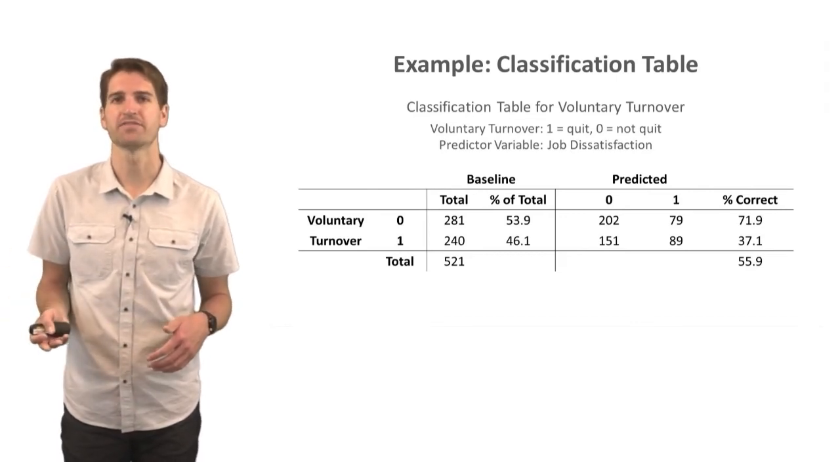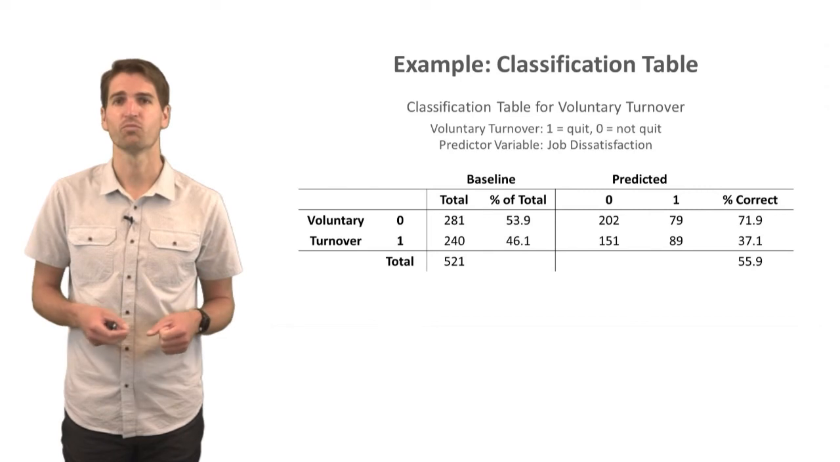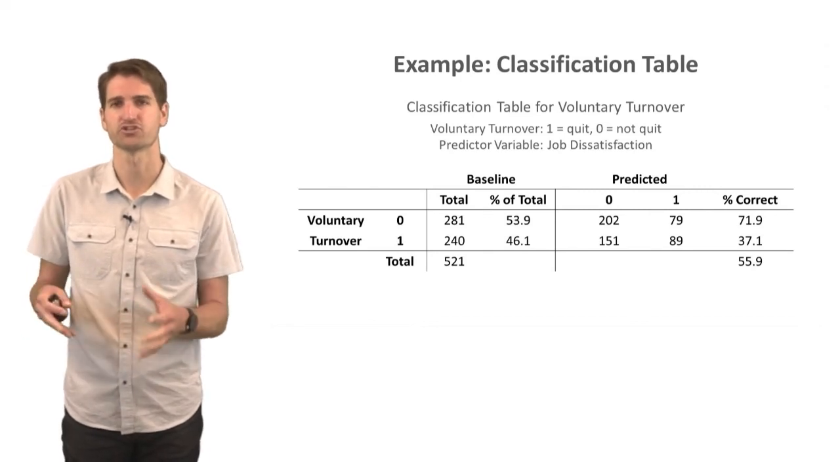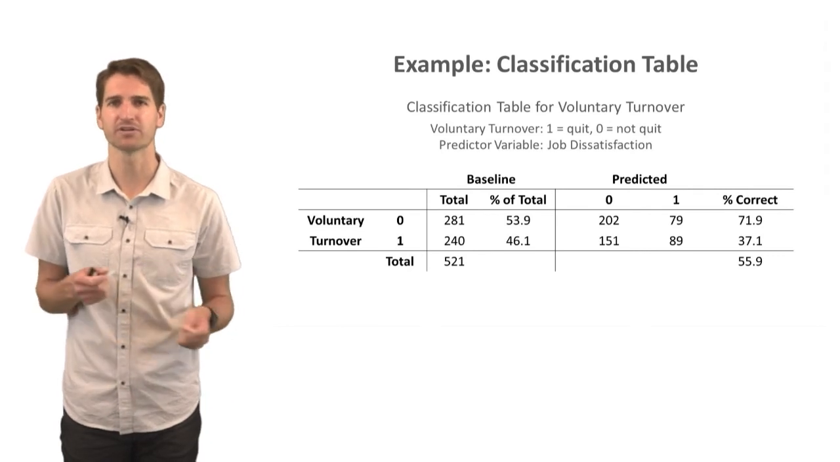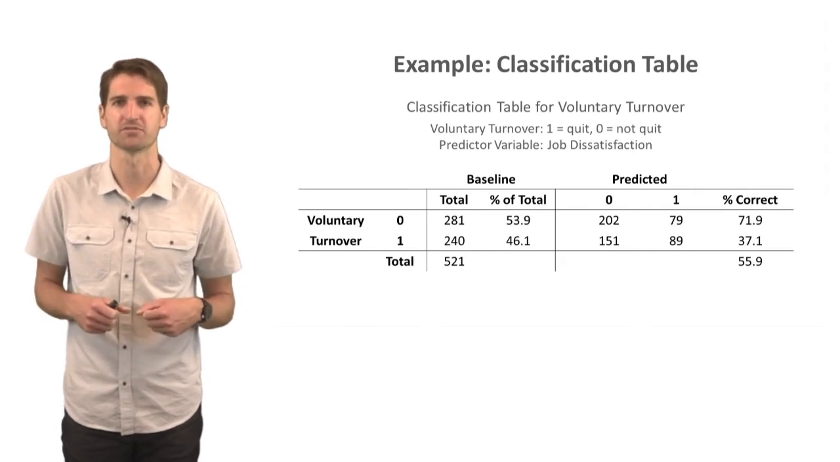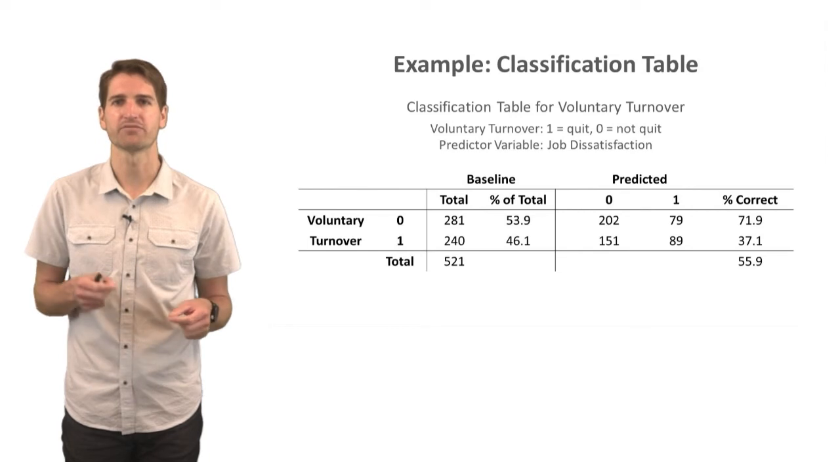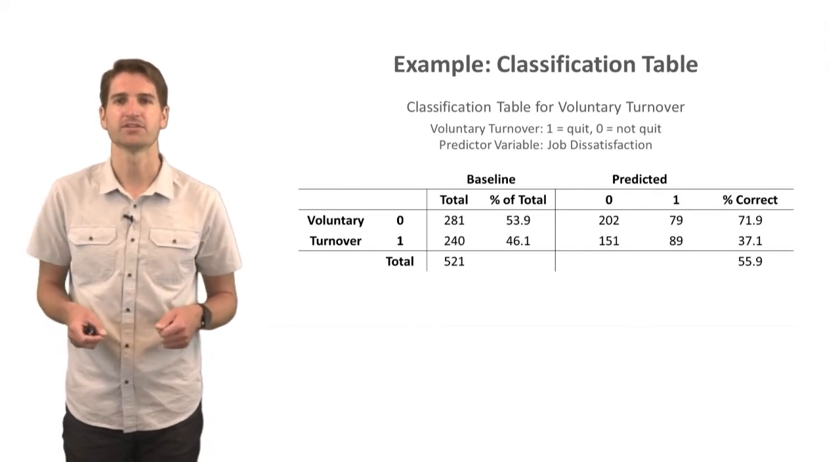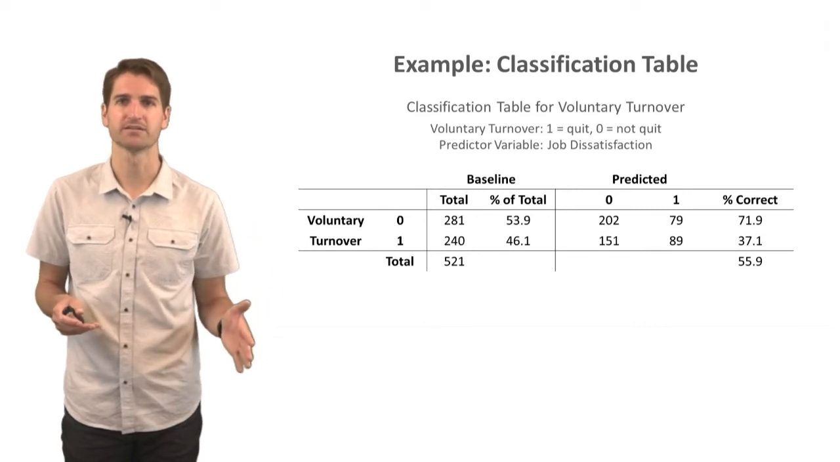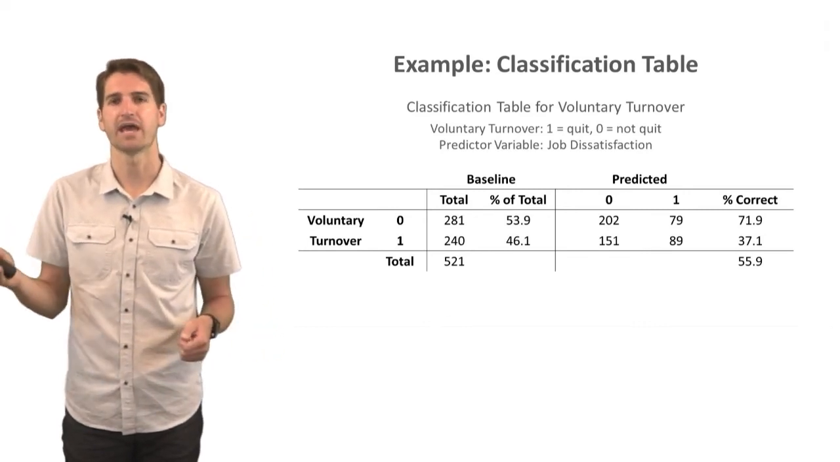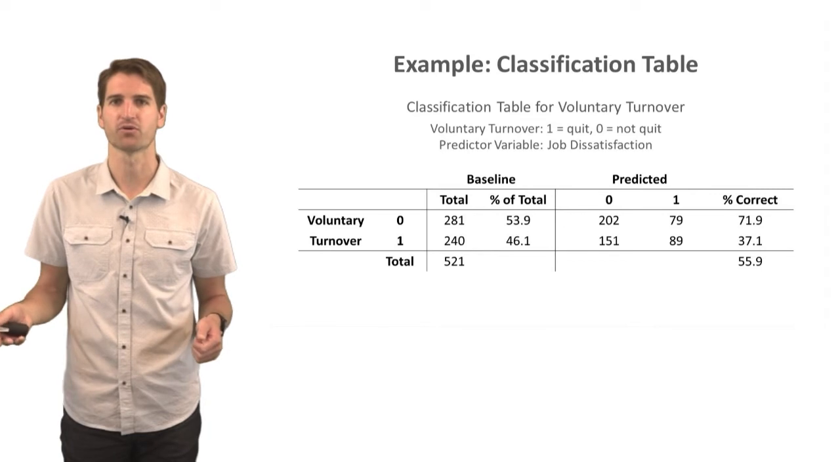Now, if we look at the predicted, what we can predict based on a regression equation or model that we generated from the data, we can see how accurately we can predict that using the predictor variables. We have this 2x2 table here. In terms of columns, we have the predicted, so 0 meaning someone stayed, and 1 meaning that someone quit the organization.